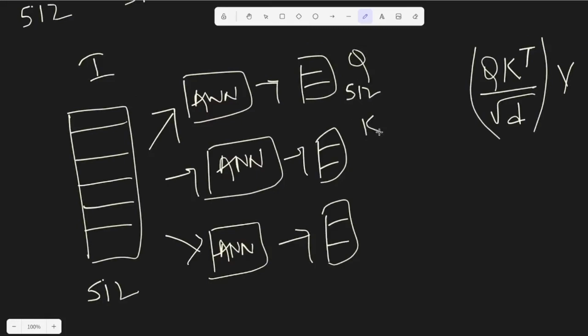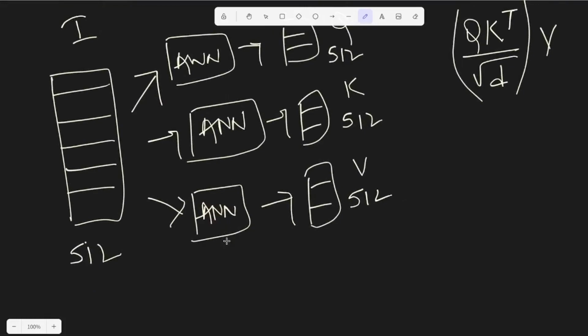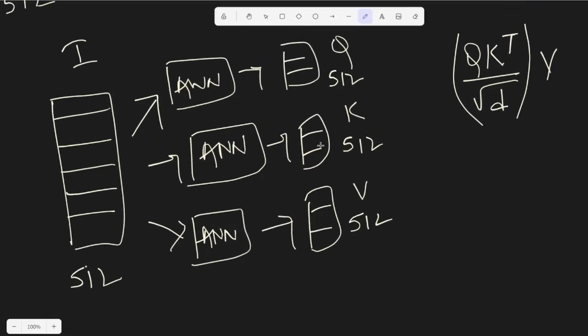I'm going to explain what QKV is, but let me just finish writing here. So we take the vector and pass it into 3 artificial neural networks without an activation function. It's going to be a plain linear transformation, and then we get an output vector. So these are the Q, K, and V values. That's the query, key, and value.